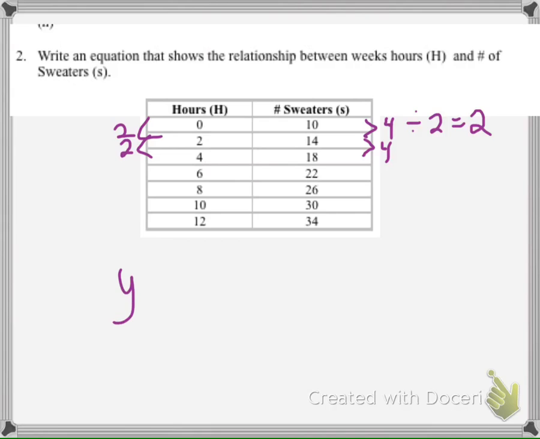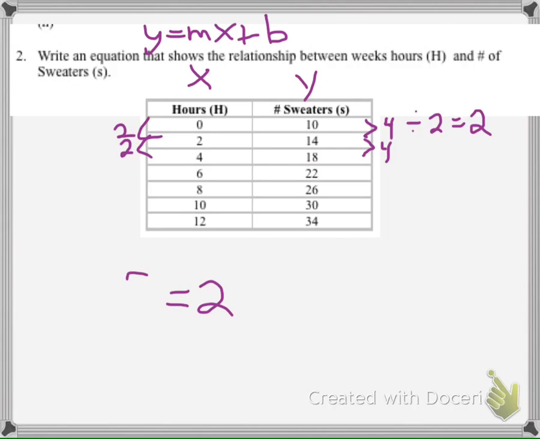And I sure hope you all know where that goes in the equation. So we're looking at y equals mx plus b, where m is our slope. So I know that I have 2, but instead of y, they want us to use h and s. So I know that sweaters was my y side and hours is my x side, which means I'm going to do s equals 2h plus, and then I go up to my table to find my y-intercept, which is at 0. When the x is 0, what is y, which is 10. So plus 10, that's my equation.